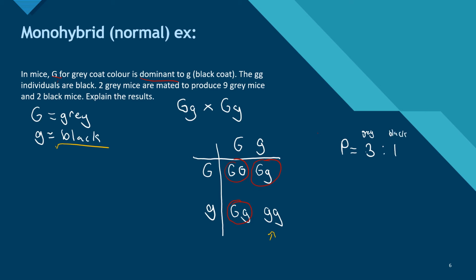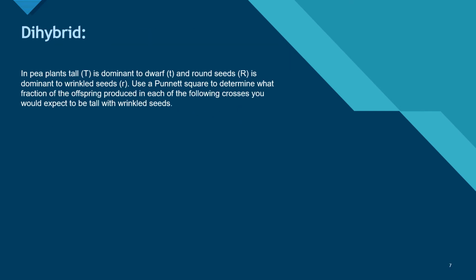And it's important that you write the names above. So this is going to be a little bit harder one, especially because it is a dihybrid. And you'll see that the answer for all dihybrid questions are actually the same phenotypic ratios, but we'll get into that. So in pea plants, tall or big T is dominant to dwarf little t, and round seeds, big R, is dominant to wrinkled seeds, little r. Use a Punnett square to determine the fraction of the offspring produced in each of the following crosses you would expect to be tall with wrinkled seeds.